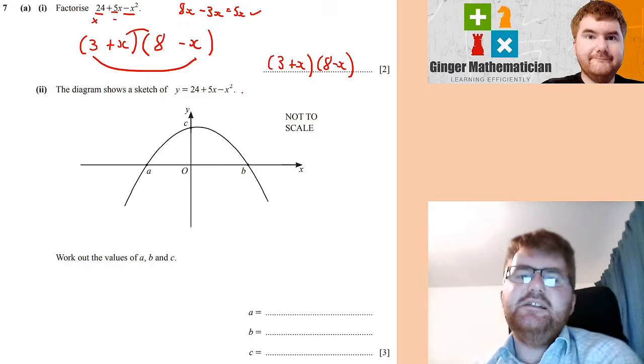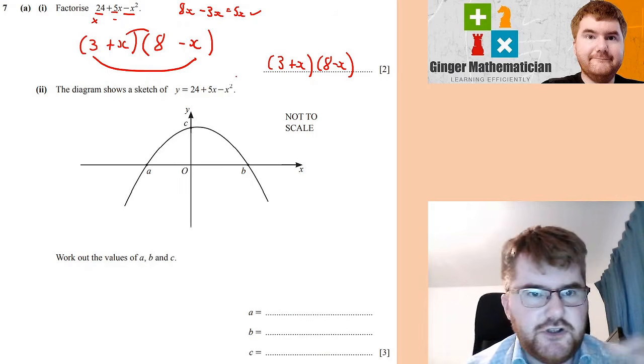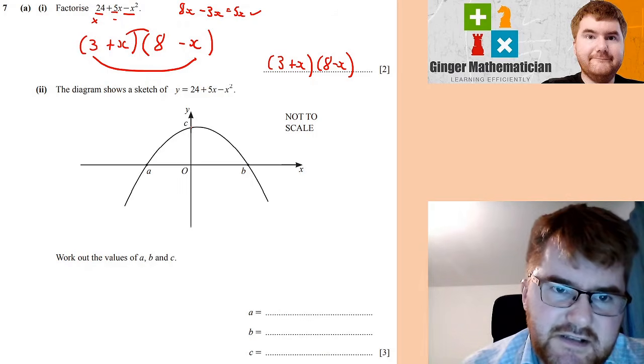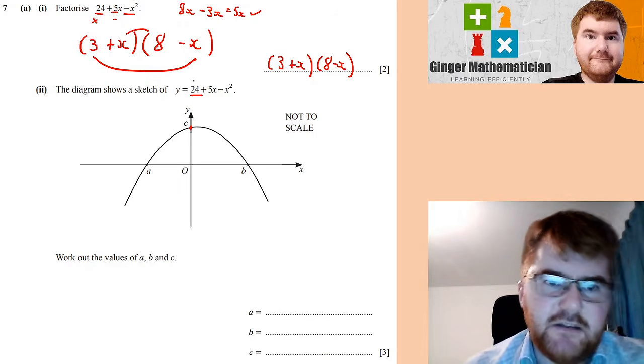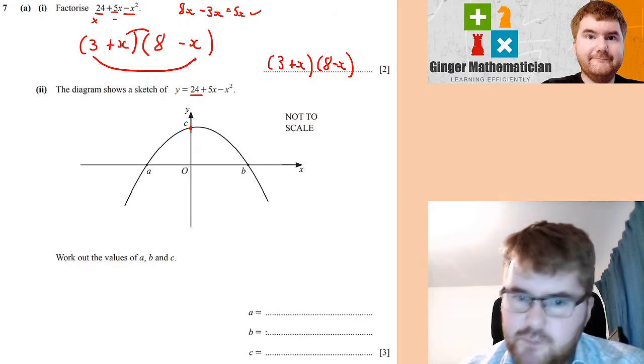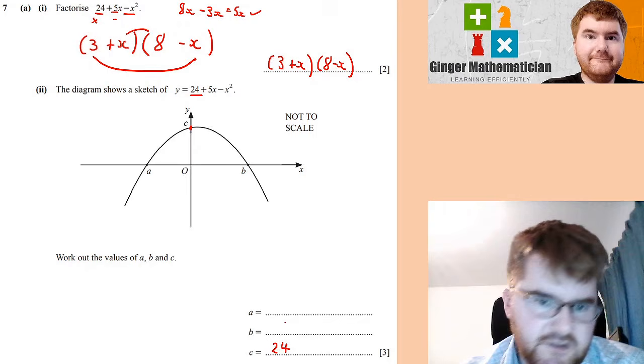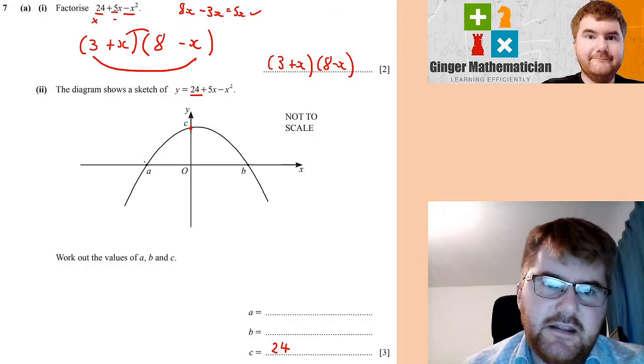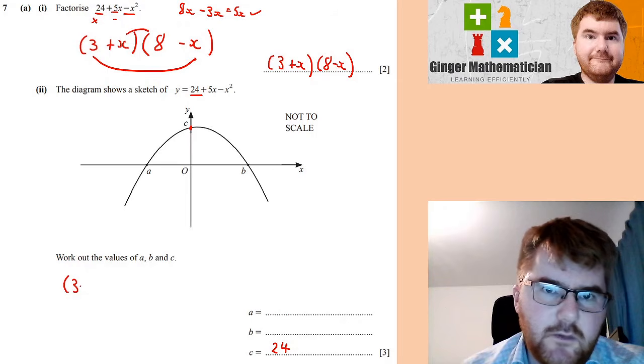And this works in a similar way to how we did the previous question. First of all, C is our y-intercept, which is just the number part. So that's going to be 24. So it just wants the number this time, not the coordinate. So C is 24.